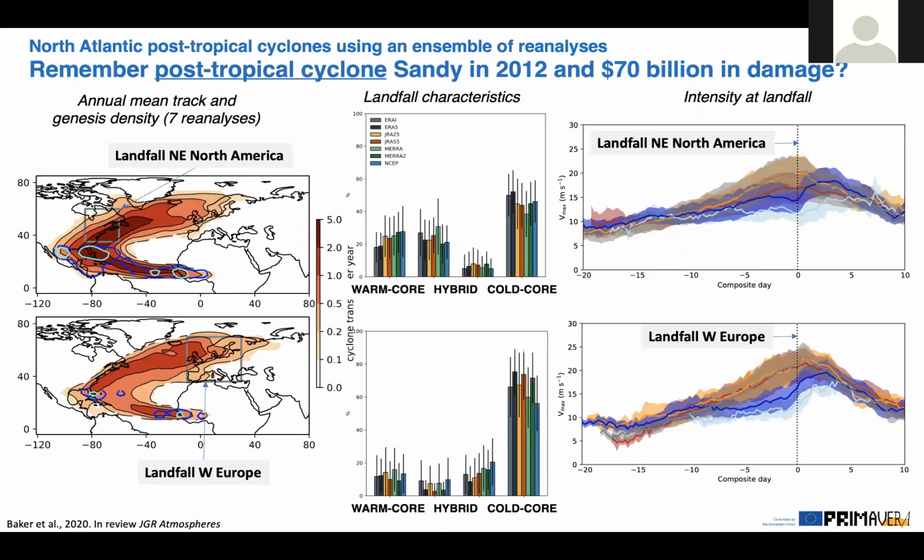Another interesting example is looking at these storms that make landfall in North America, like Sandy did in 2012, producing $70 billion damage, and storms that make landfall in Europe. We've gone through the various reanalyses that we have, and we looked at how many, and it's a handful per year, but they are happening, impact these two regions, and also what their nature is.